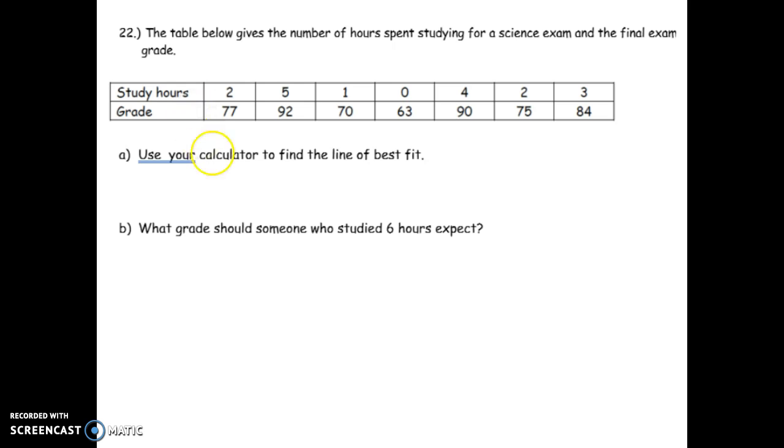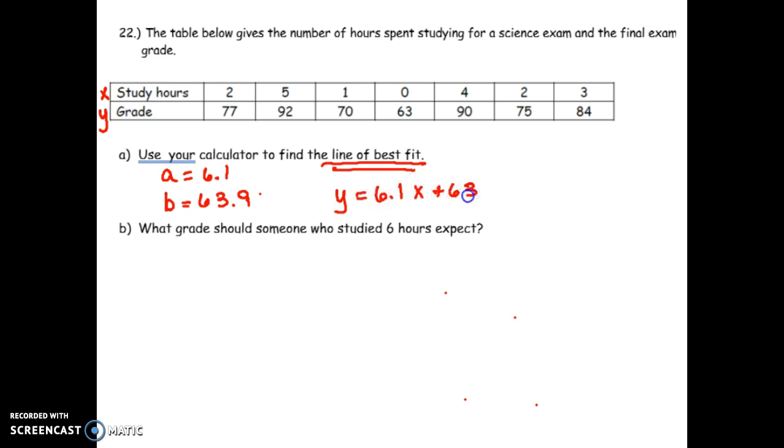Okay, the table below gives the number of hours spent studying for a science exam and the final exam grade. If you look at your study hours, that's your input value, and your grade is your output value, or your y. So you're going to use the calculator to find the line of best fit. You put the values in, and you're going to get an A equal to 6.1, and your B equal to 63.9. So the line of best fit would be y is equal to 6.1x plus 63.9.